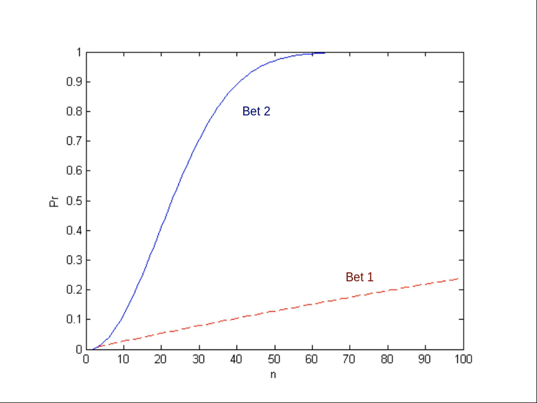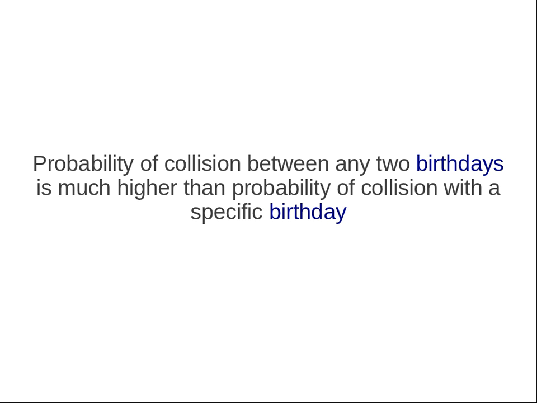Much higher chance of finding a collision of birthdays if you get to select from any 2 birthdays than saying, given 1 birthday, find a collision with that birthday, which is the red case. Although it's not the same plot and the exact same equations, the same concept applies for our collisions of hash functions. So we can state what we arrived at there. The probability of a collision between any 2 birthdays is much higher than the probability of collision with a specific birthday, with my birthday.